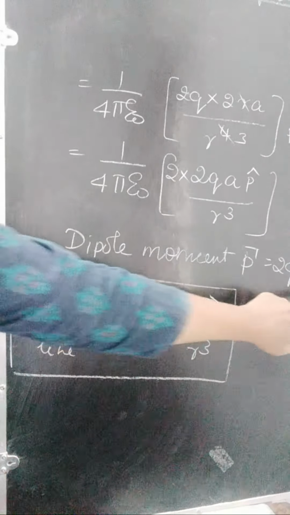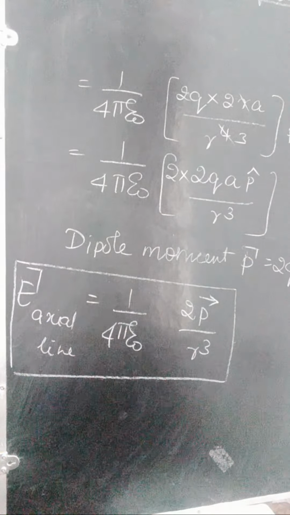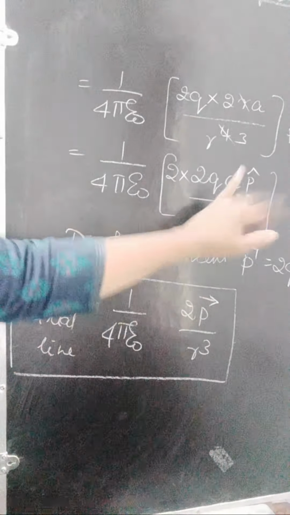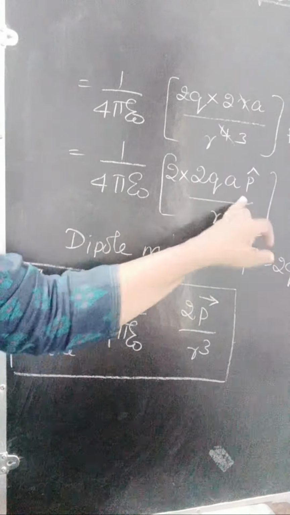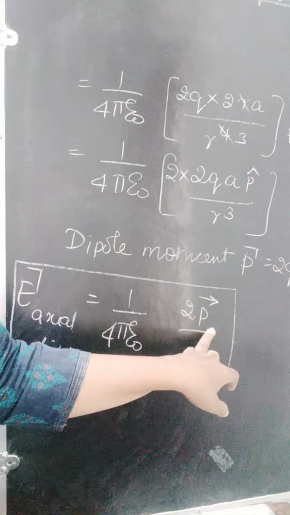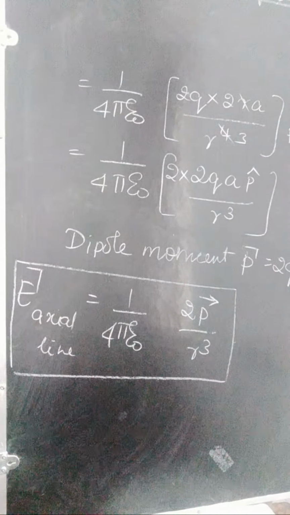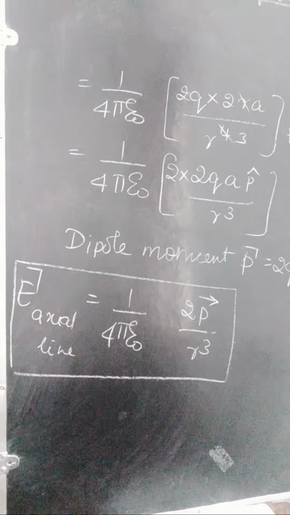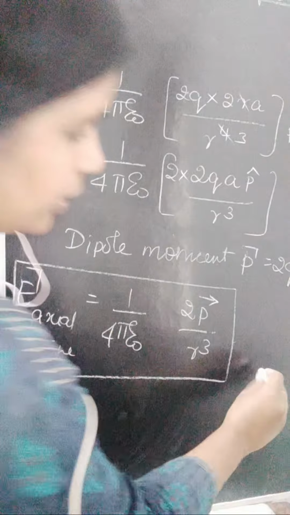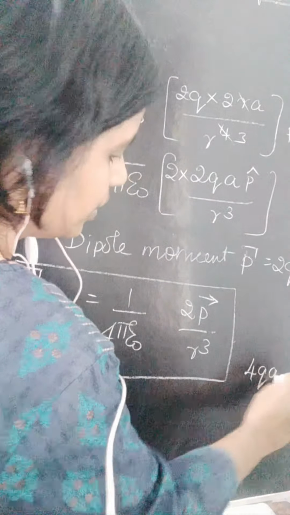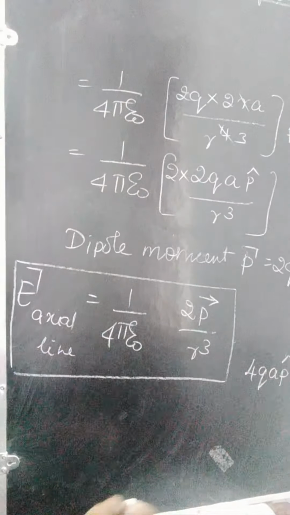But only 2qa is the p vector, no? So 2qa only I know is the p vector. So 2 into 2qa gives you 2p vector. Getting? No need to go for 4. If you have 4 here, then you have to separate it again. Or you can write 4qa p cap as nothing but 2p vector. You can go either way.